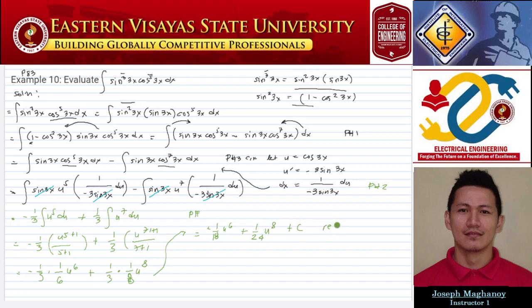Then we can recall our value for u, which is cosine 3x. We rewrite our final answer: negative 1 over 18 cosine to the power 6 of 3x plus 1 over 24 cosine to the power 8 of 3x plus your arbitrary constant. So that is your final answer for example number 10.